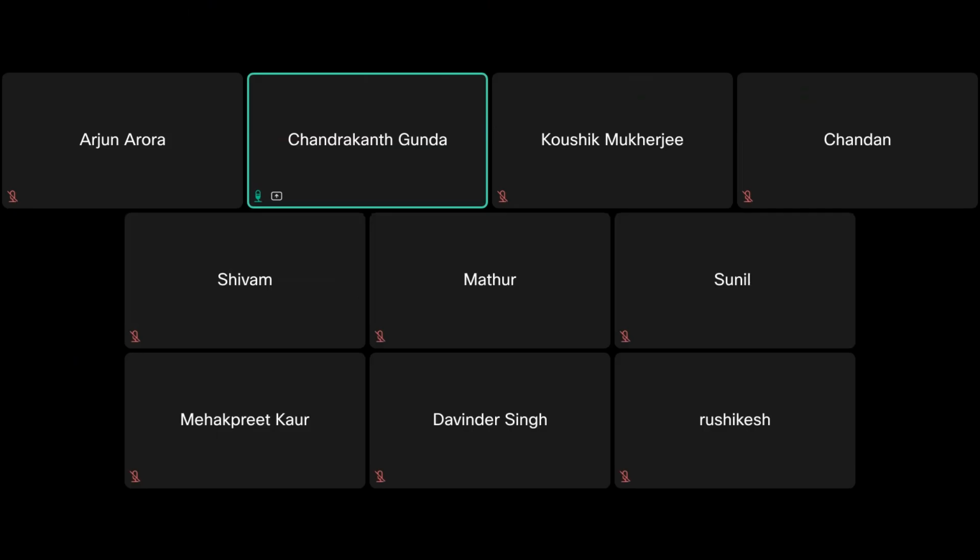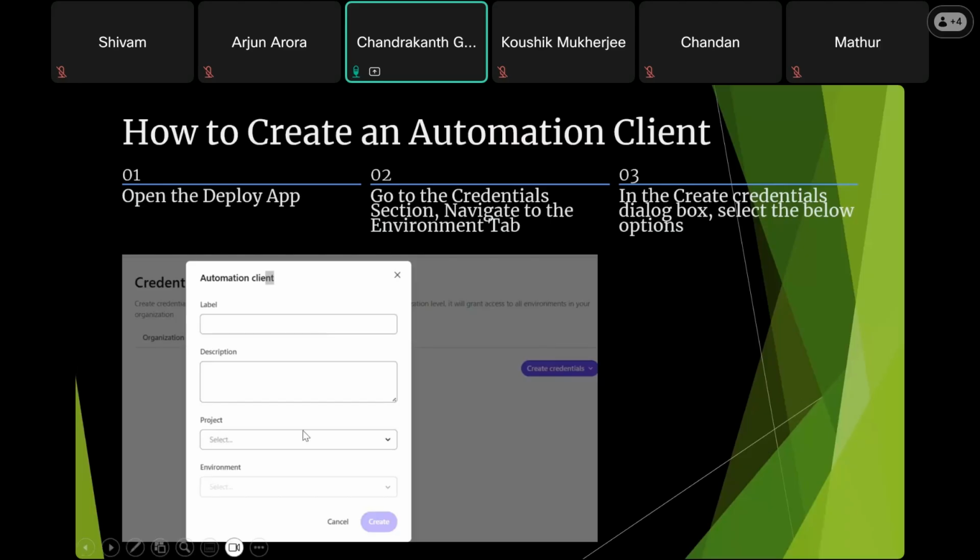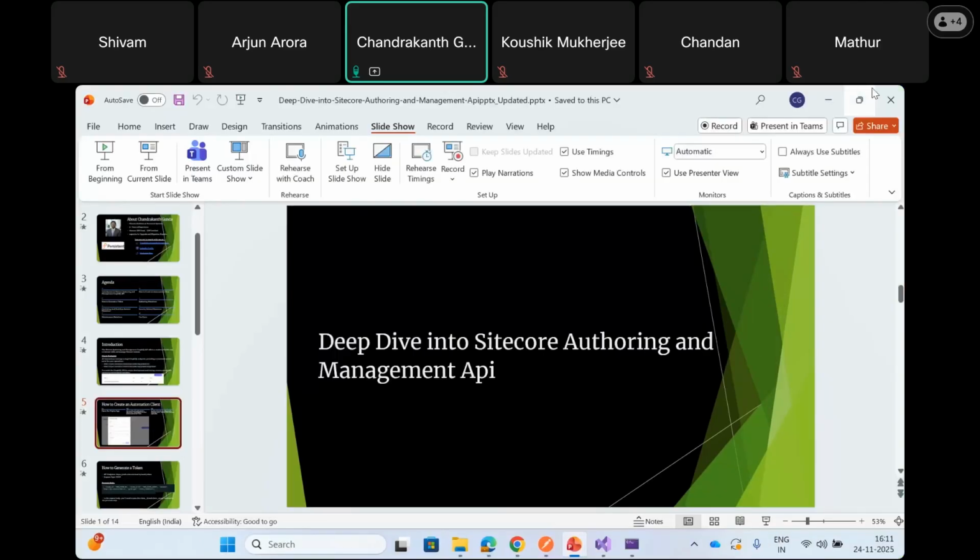So how to create an automation client is that first we need to go to the deploy app, then we need to go to the credential section, and we need to navigate to the environment tab. There we need to select the options like what is the project and what is the environment. Let me quickly show how it looks.